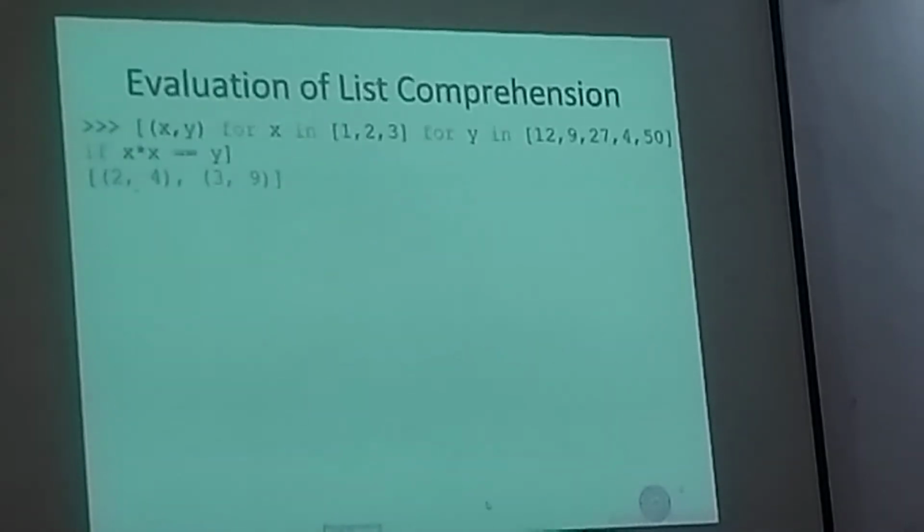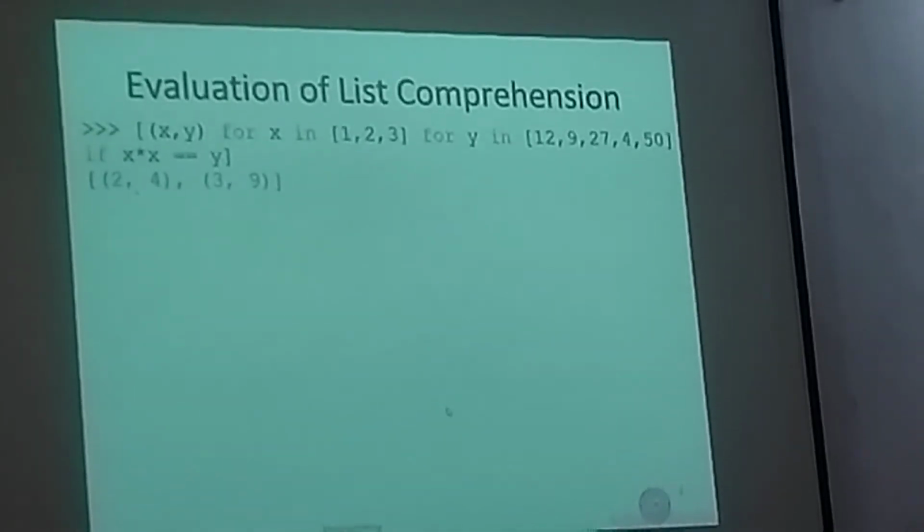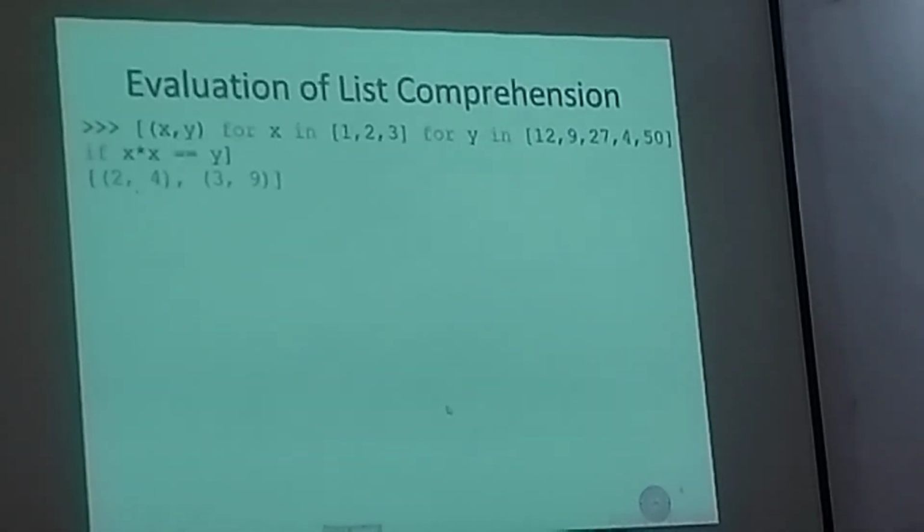So how does list comprehension take place? How is the list created? In other words, how is list comprehension evaluated? I will explain it with an example. Suppose we have this expression x comma y for x in 1, 2, 3 for y in some other list, and if x times x equal to y. So what we are doing is creating a pair x comma y where x is drawn from one list, y is drawn from another list, provided y is the same as x square.